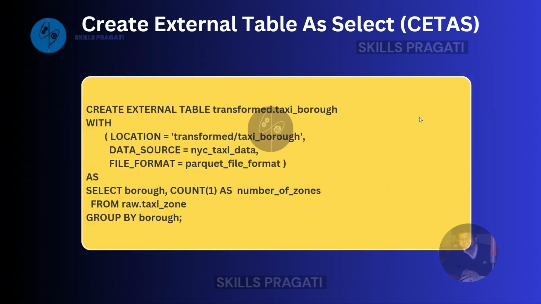And finally, in this example, we are creating an external table that contains the number of zones in each borough. This is an example where we are writing the aggregated results to the storage. As you can see, you just need a valid select statement and that may contain joins, aggregations, etc.